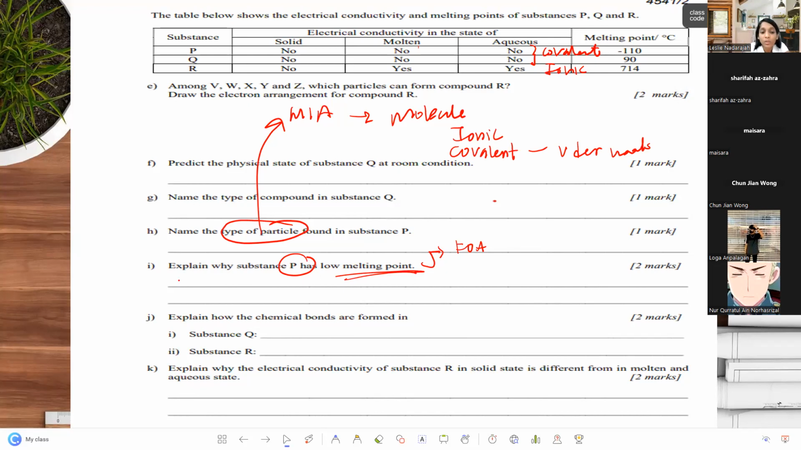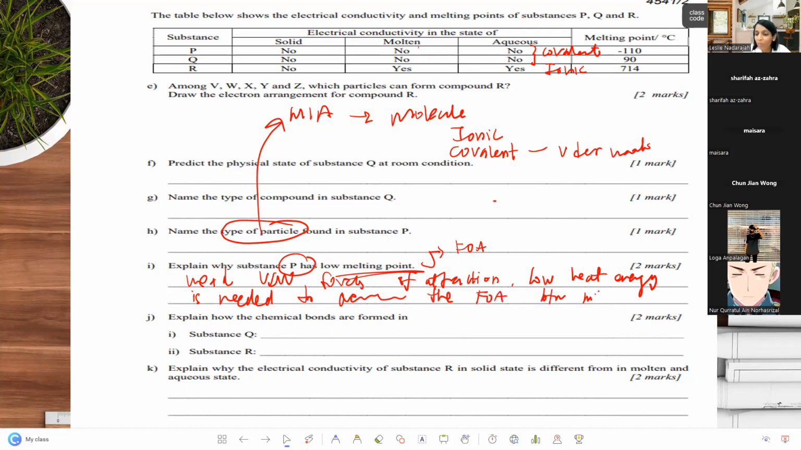So what I want you to say will be: substance P has weak Van der Waals. Teacher is writing short form, I hope you understand, yeah? Weak Van der Waals. Okay, you only awarded 1 mark. My writing is horrible. Okay, how to get my 2nd mark? So I've got weak Van der Waals forces. Therefore, connect it now to my low melting and boiling point. Low heat energy required. Very good. Okay, low heat energy is put in to overcome the forces of attraction in the molecules.